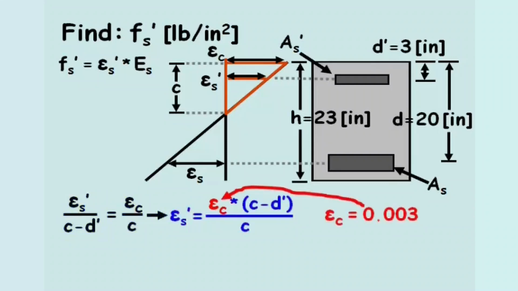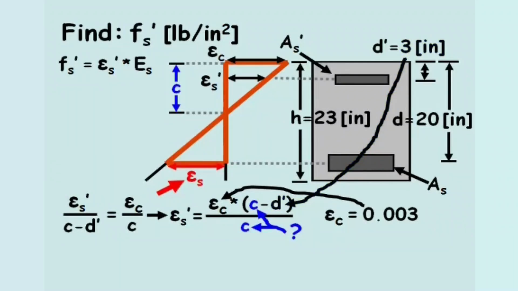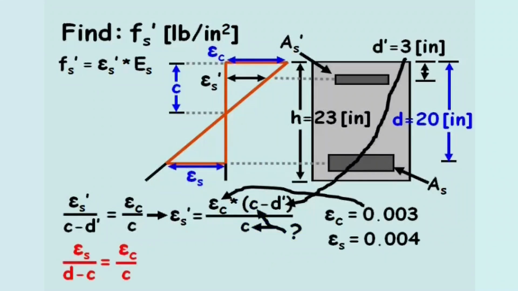The strain in the concrete at failure is taken to be 0.003, and we know the depth to the compression steel, D prime, equals 3 inches. But we don't yet know the depth to the neutral axis, C. To find C, we can use similar triangles again, but this time involve the strain in the tension steel term, epsilon s, where epsilon s is to D minus C as epsilon C is to C.